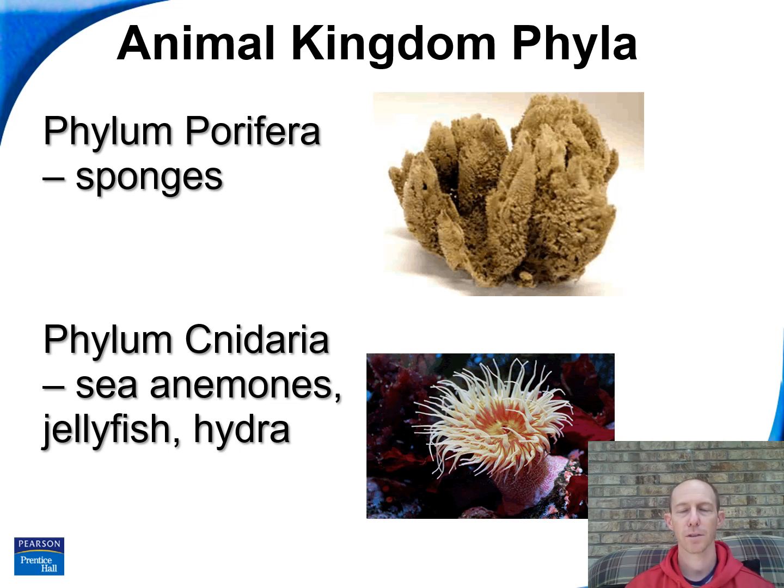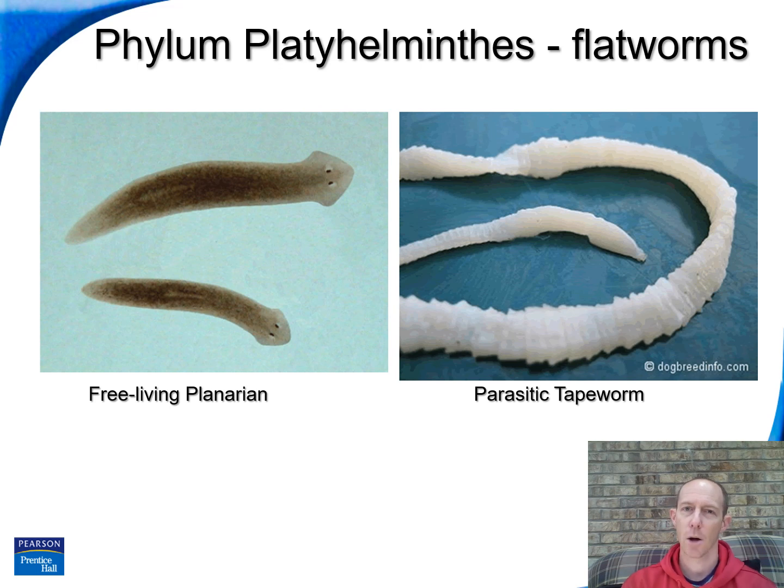So phylum Porifera. Phylum Cnidaria, that's a silent C. These are things with stingers like jellyfish and sea anemones and these other things called hydra, which you don't know about except for from the Marvel Cinematic Universe. Anyways, let's move on to the next phylum, which is Platyhelminthes.